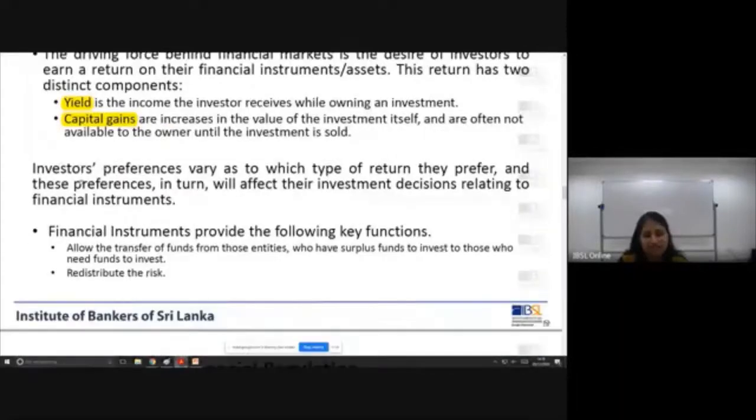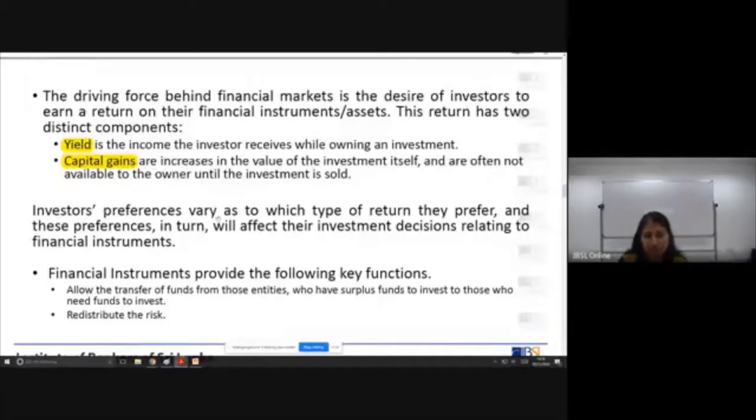The investors' preferences vary as to which type of return they prefer. And these preferences in turn will affect their investment decision. If as an investor you're looking for yield, you will continue to hold that investment. More of a long-term investment strategy. Am I correct?